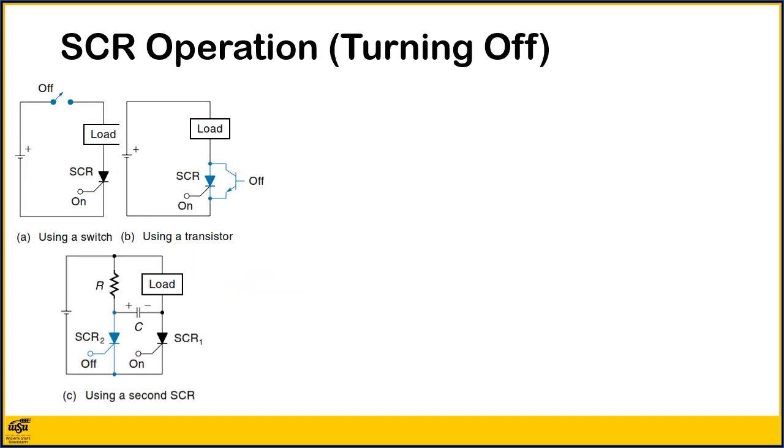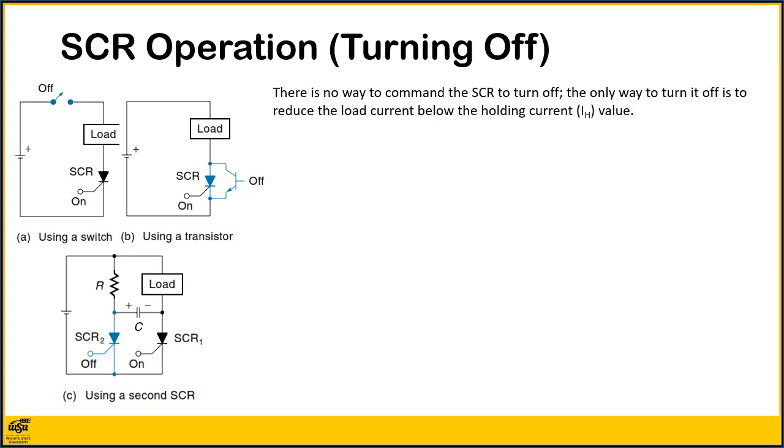Turning on the SCR with the gate is relatively easy, but turning it off is another matter. There is no way to command the SCR to turn off. The only way to turn it off is to reduce the load current below the holding current IH.